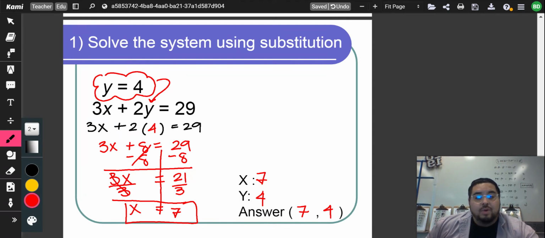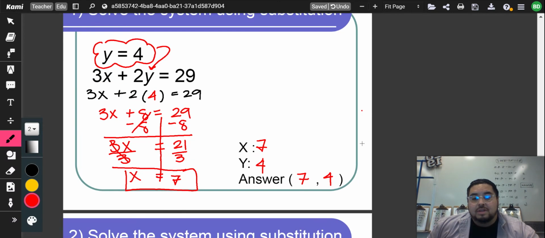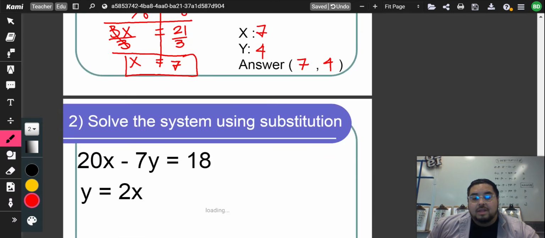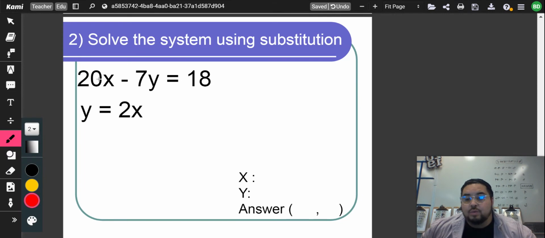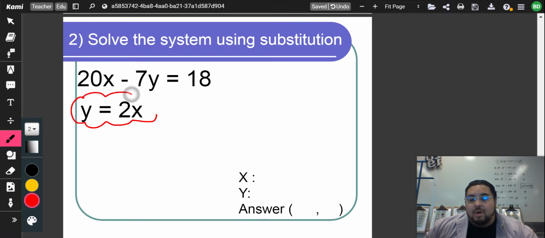Okay. Now we're going to make this a little more difficult. We are going to now increase the complexity of what y is equal to. So in this problem, we also have y equal to something. So the difference is that y is not equal to just an integer. y is equal to 2x. This means that eventually I'm going to have to come back to this value because I don't have an actual value for y yet. I have y equals 2x.